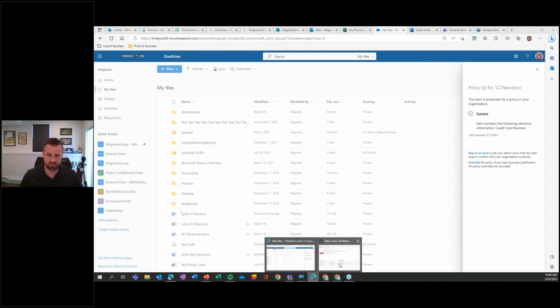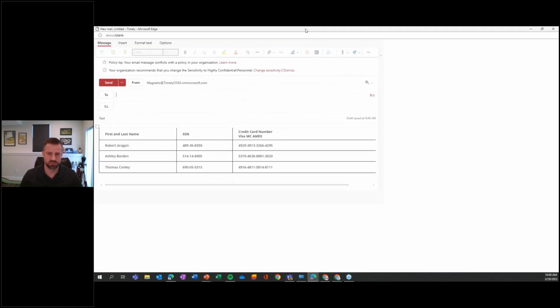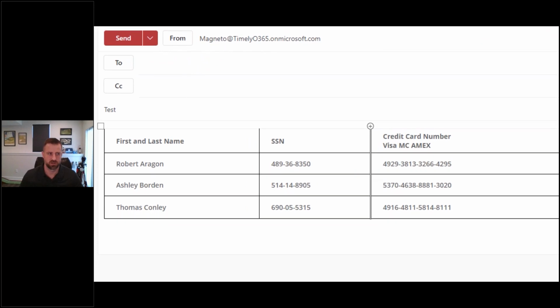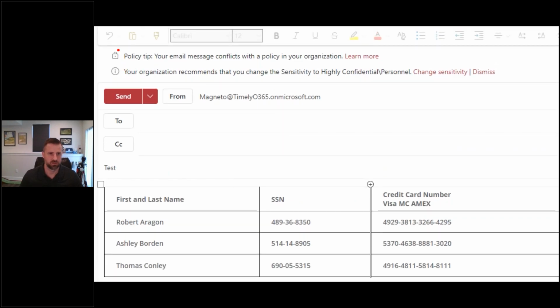And the same can be done through email, right? The most common one you're going to see is out in email. So I take the same information, this sensitive data right here, and I look at this policy tip. You're going to see as I put the sensitive data in, I get a policy tip for DLP, and I also get the sensitivity classification recommendation saying, hey, you have sensitive data in here. I want to move it to highly confidential.